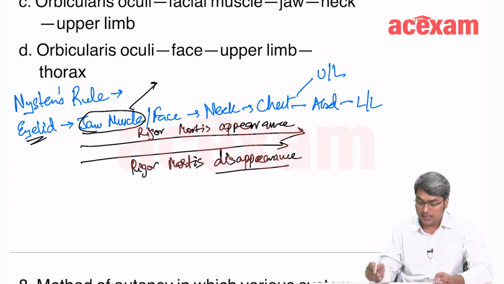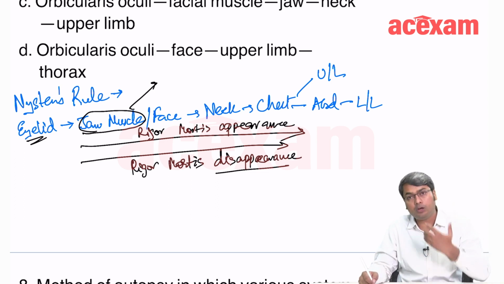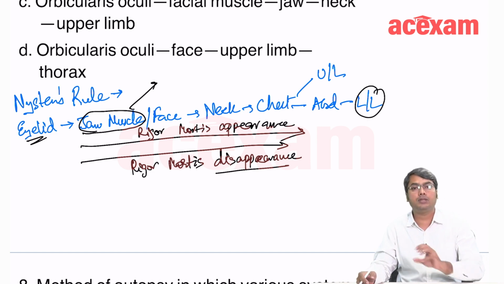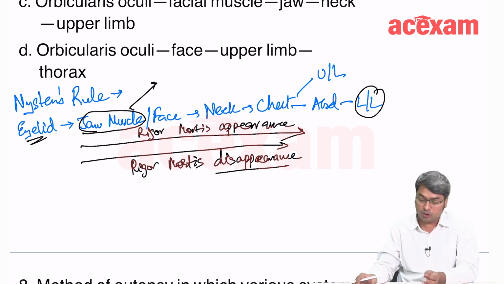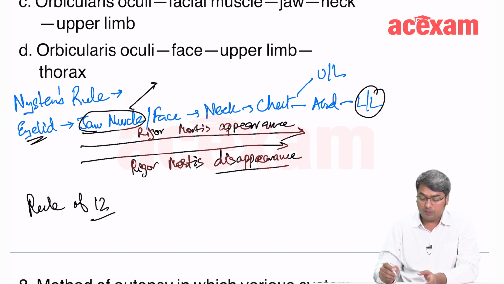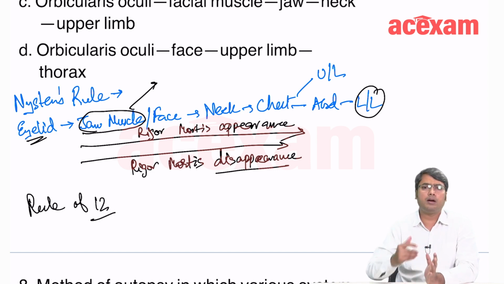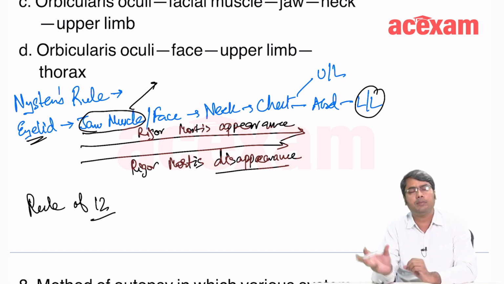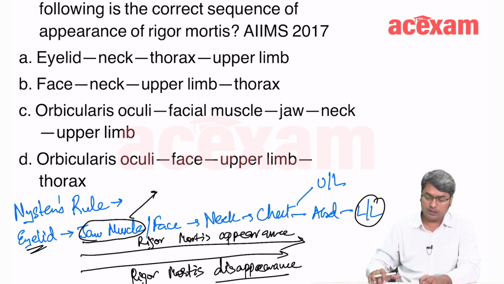Okay, and it is still present. And if it is not present in the upper limb but present in the lower limb only, that signifies that the rigor mortis is ending. Okay, and there is also the rule of 12, which discusses how rigor mortis is established by 12 hours, then it stays for 12 hours and by the next 12 hours it disappears. So, that is the rule of 12.